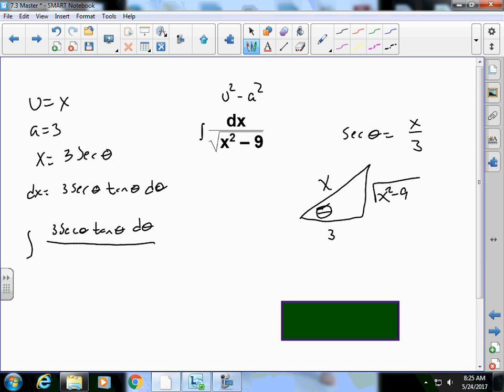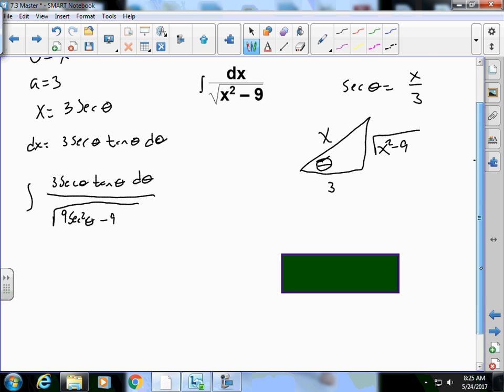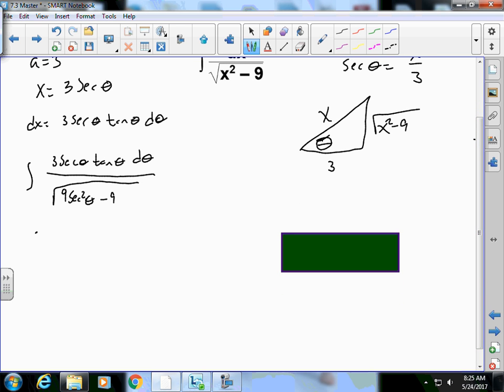Instead of x squared, we're going to have 3 secant squared, which gives me 9 secant squared theta minus 9, and that's all taking the square root of it. We will simplify this. So we have a 3 secant theta tangent theta d theta. In 9 secant squared theta minus 9, I can factor out a 9. The 9's a perfect square, so that's going to come out, leaving behind secant squared theta minus 1.